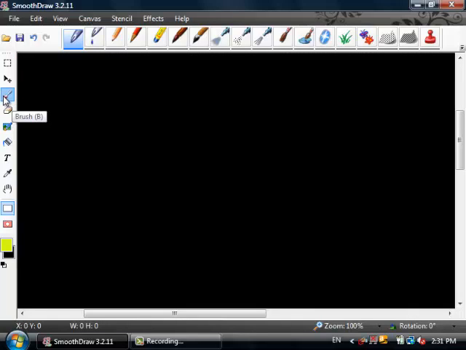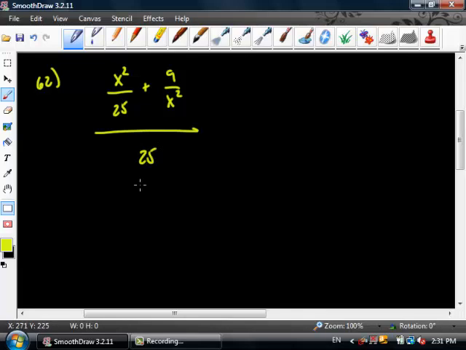Okay, let's take care of a complex fraction. Let's take care of something like number 62: x squared over 25 plus 9 over x squared, all over 25. So let's find a common denominator here. What is the common denominator, Jordan?